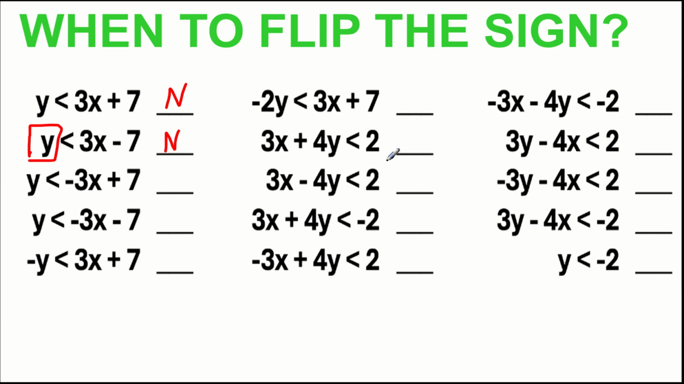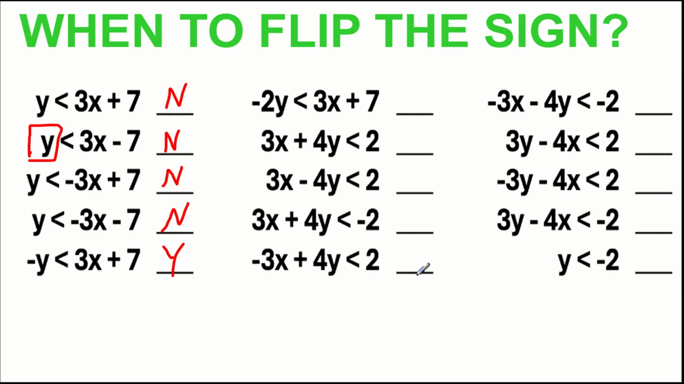All right, third one, Lenny. No, why not? Yeah, we don't have a negative y. That negative on the x does not matter. Next one, Kyle. No. Last one in this column, Robert. Why yes? Yeah, we got negative y, so that one's a yes.